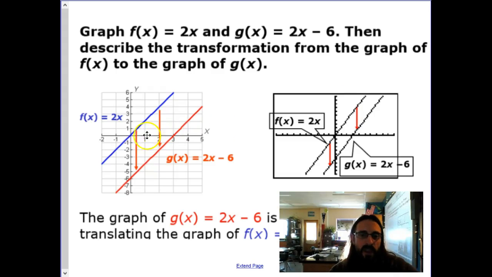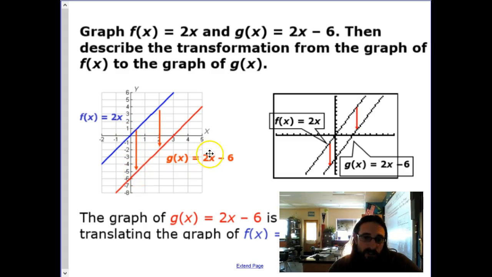Well, wait a minute. If I've got f of x equals 2x, it means it has a slope of 2, or a rise of 2 for every 1 over. And it passes through the point 0, 0. So I plot my little blue line. If I then have the function g of x, 2x minus 6, that means that each one of these points is shifted down 6.